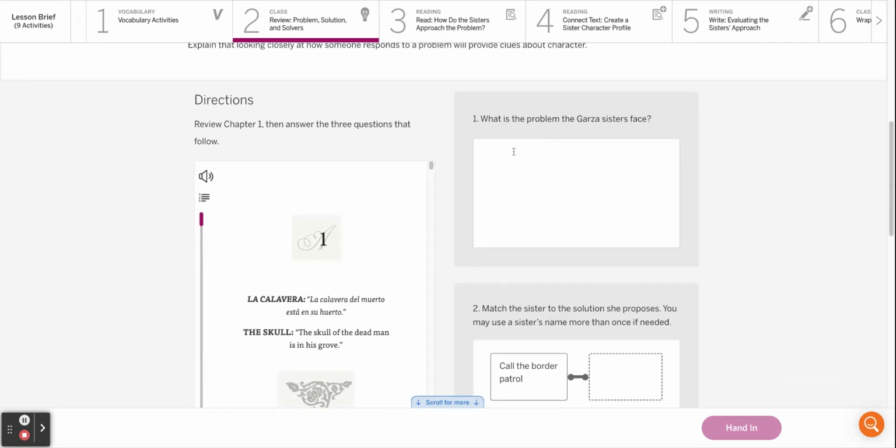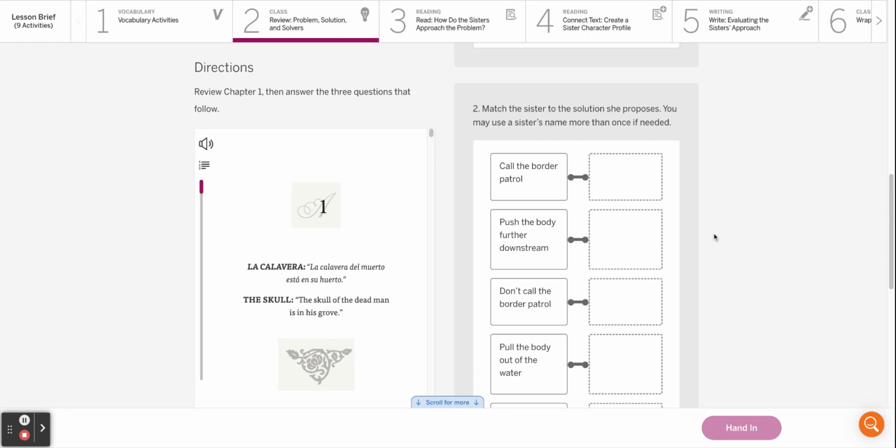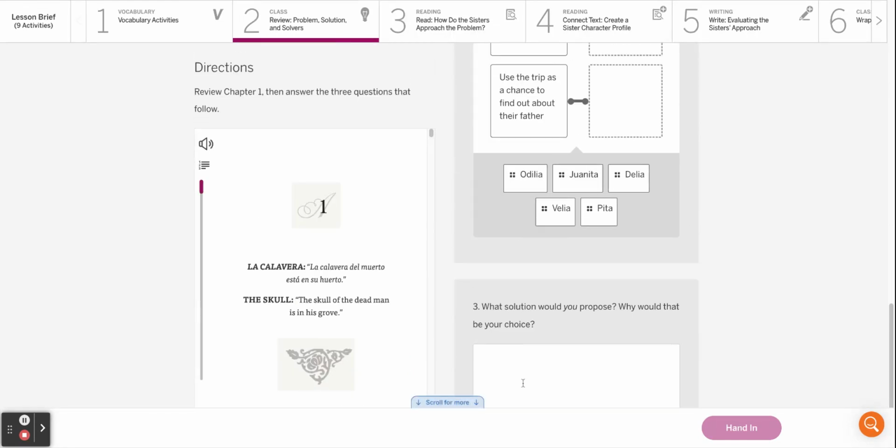So, first, what is the problem that the Garza sisters face? Do a quick matching activity. And then what is the solution you propose? So, another way to frame a narrative story is problem and solution. Obviously, the conflict is the problem. So, how is the main character or the main characters taking steps to solve that problem? That's what your rising action is.